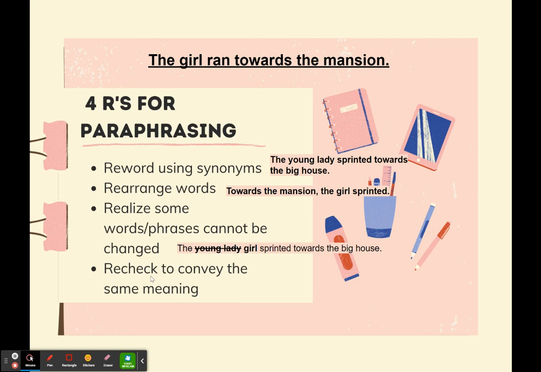Recheck that it's the same meaning over and over again, because people get in trouble for doing this when they paraphrase somebody and they think they have the same meaning, but actually they completely change the meaning. You can like go to jail for this. So make sure that you recheck and have the same meaning.